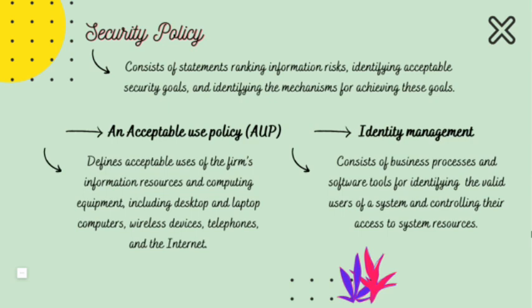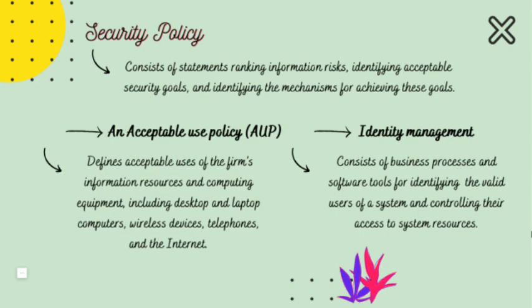The security policy drives other policies determining acceptable use of the firm's information resources and which members of the company have access to its information assets. First, an acceptable use policy, or AUP, defines acceptable uses of the firm's information resources and computing equipment, including desktop and laptop computers, wireless devices, telephones, and the internet. A good AUP defines unacceptable and acceptable actions for every user and specifies consequences for non-compliance.